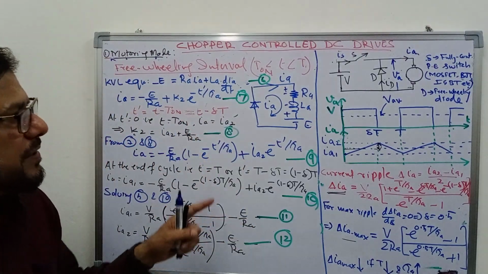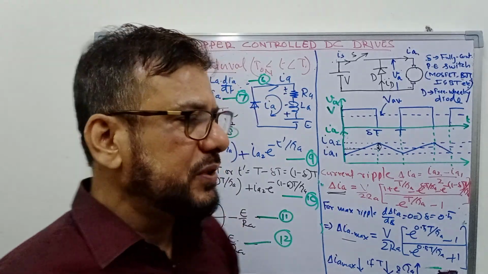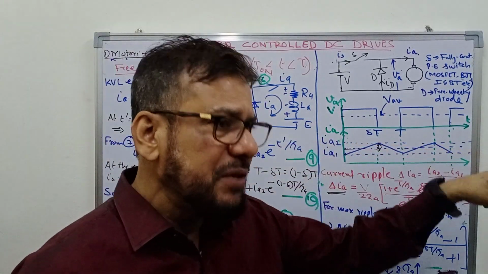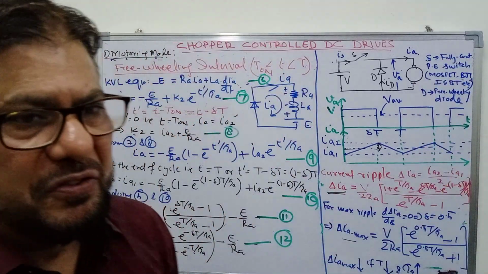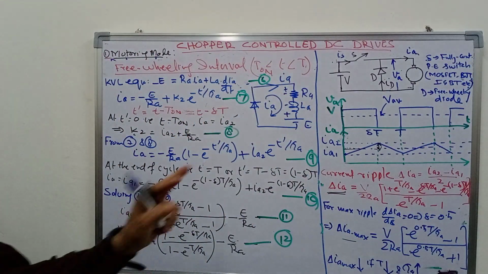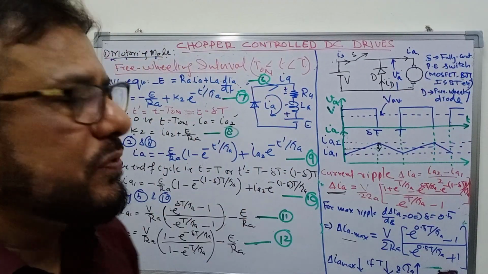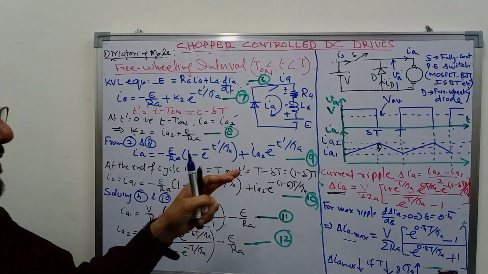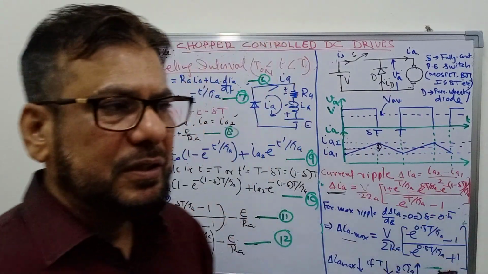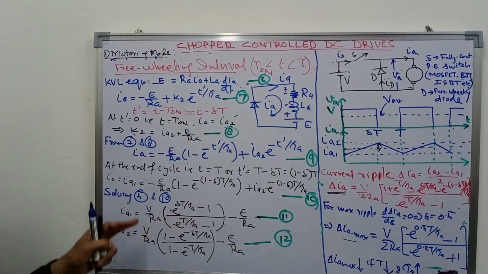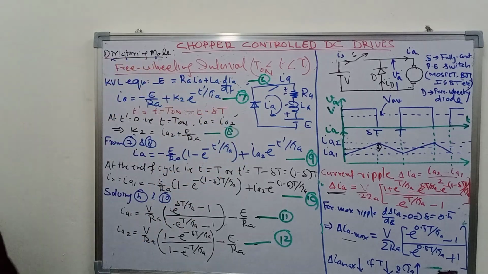So that is why the chopper is always operated at a high frequency, so that the current ripples are minimized and the motor behaves as if it is fed from a normal DC supply. The losses in the machine will reduce and the performance of the machine will improve if we increase the frequency of operation. So this is the operation of chopper controlled DC drive for motoring mode.